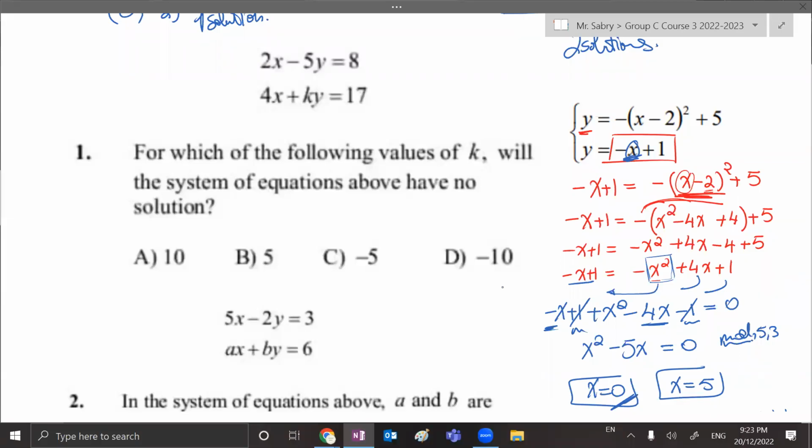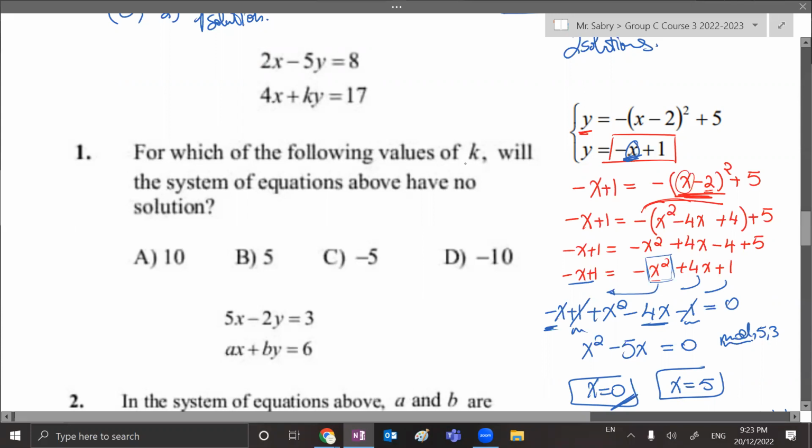You're told here for which of the following values of k will the system have no solution. So they want the system to have no solution. هي دي الحاجة اللي ببتدي منها. What do I know about systems with no solutions? أول ما أشوف كلمة no solution بفكر في parallel lines يعني بفكر في equal slopes على طول.